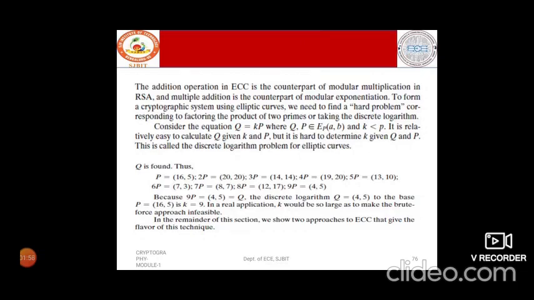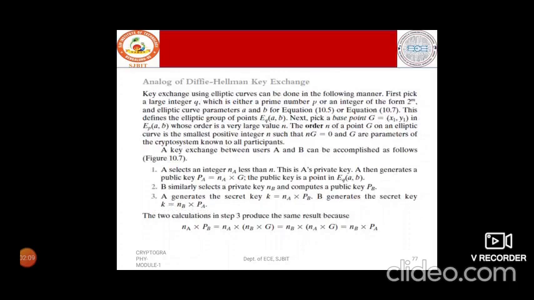In the remainder of this section, we can see two approaches of ECC that give the flavor of this technique. First, the analog of Diffie-Hellman key exchange. Key exchange using elliptic curves can be done in the following manner. First pick a large integer q, which is either a prime number p or an integer of the form 2 power m, and elliptic curve parameters a and b.